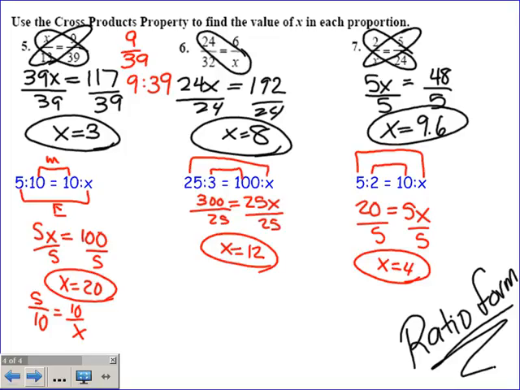I think it's important for you guys to remember what a mean is, what an extreme is. There might be a quiz at some point. It is important that you glean and understand what means and extremes are, and maybe be able to write out a definition of the cross product property. Okay? Basically what that means is that the product of means is equal to the product of extremes.